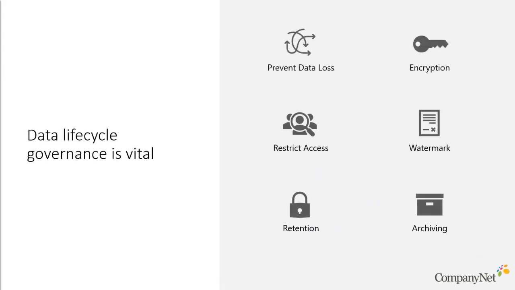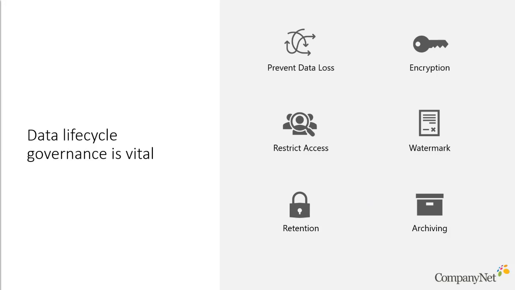So first of all, data lifecycle governance is vital. It helps us protect or prevent data loss, so sensitive information from leaving the organization. Helps us to encrypt our communications or our data that leaves the organization to ensure that we are protecting it in transit and not just in situ. We need to restrict access, so controlling access using RBAC controls or controlling external access or guest access. It's all vital to ensuring that our data is secure.